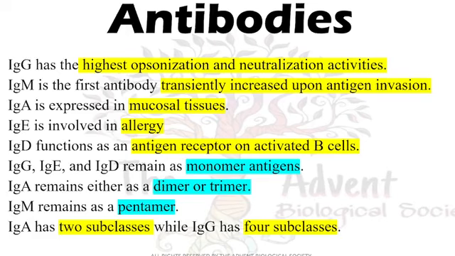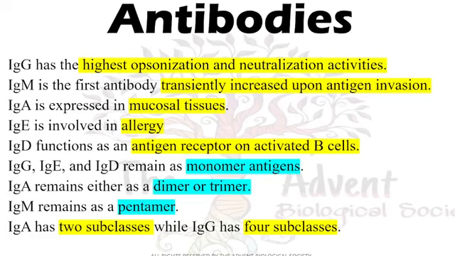Again, the IgM antibody is the first antibody transiently increased upon antigen invasion. Whenever there is an antigen, any kind of antigen entering our body, the first type of antibody that is activated in our body is the IgM antibody, and this IgM is the largest antibody that is present in our system.